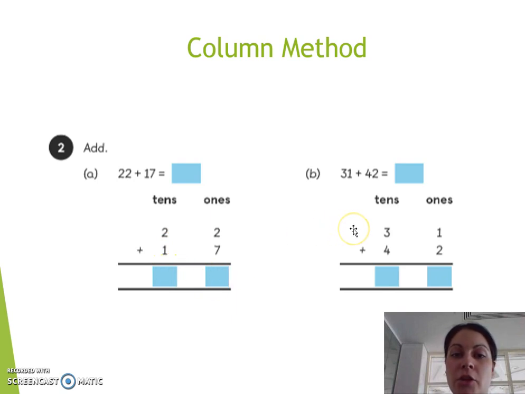Same as this. 31 plus 42. Put my 3 in the tens column, put my 1 in the ones. Put my 4 in the tens column, put my 2 in the ones. Now I'm going to add my ones. 1 plus 2 is 3. 3 tens plus 4 tens is 7. So my answer is 73.